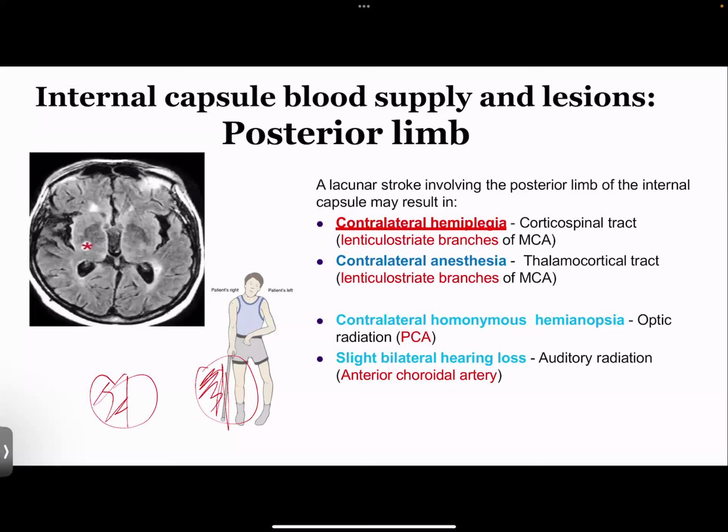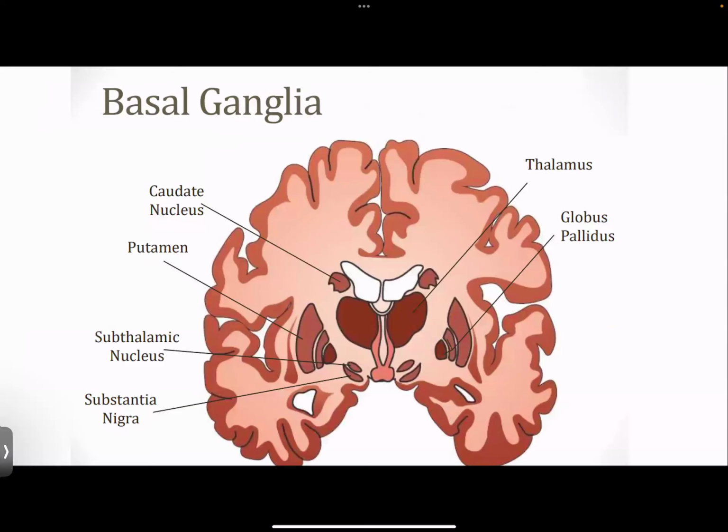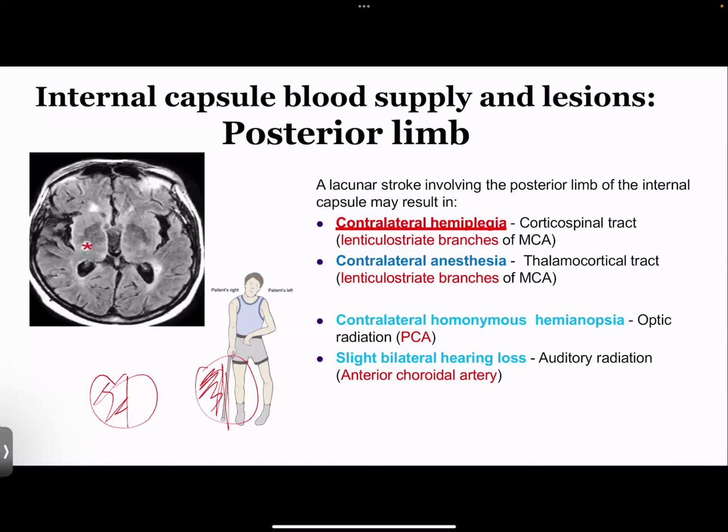Okay. Is this clear? Before we go to the basal ganglia, those are very important, guys. I can't stress how much I don't remember my final, but I remember we got a question about the internal capsule. Please, how will they manifest? And memorize the blood supply so you know what is affected.